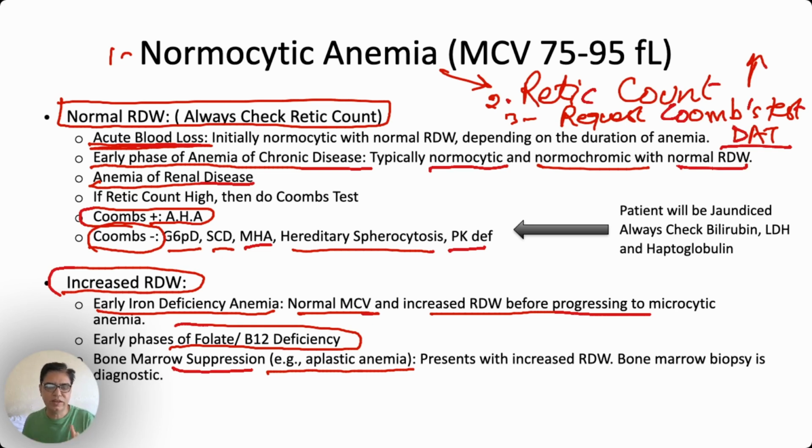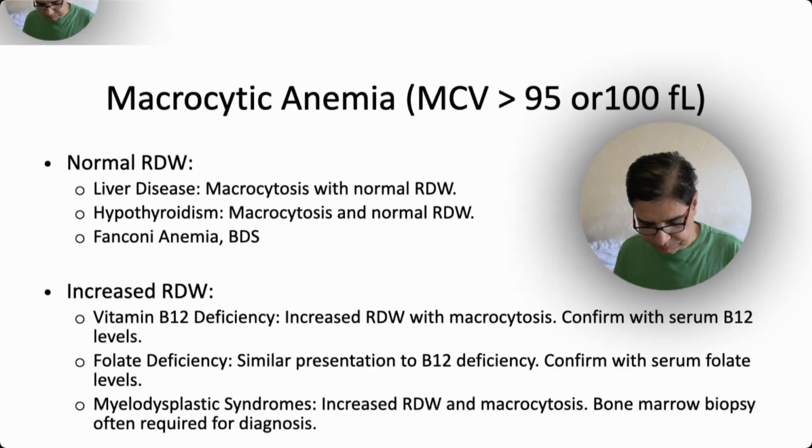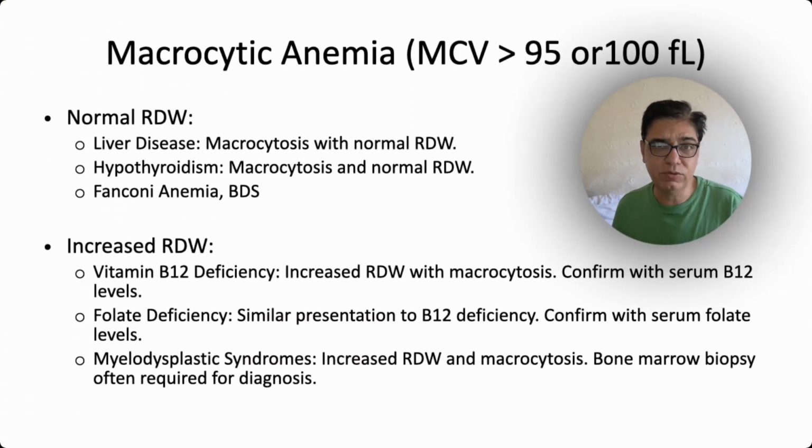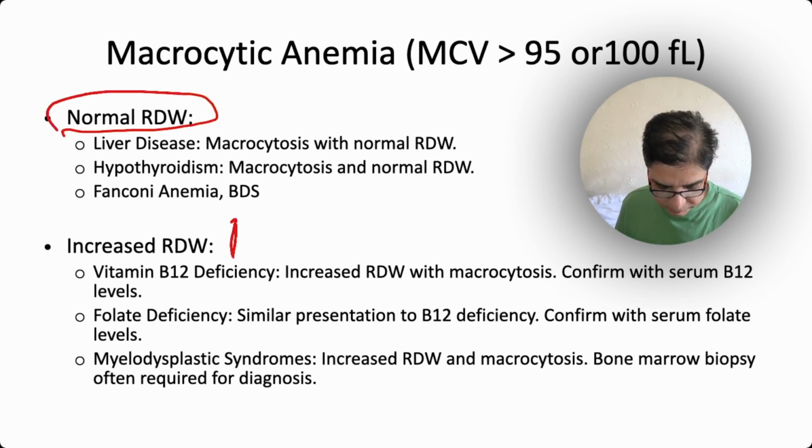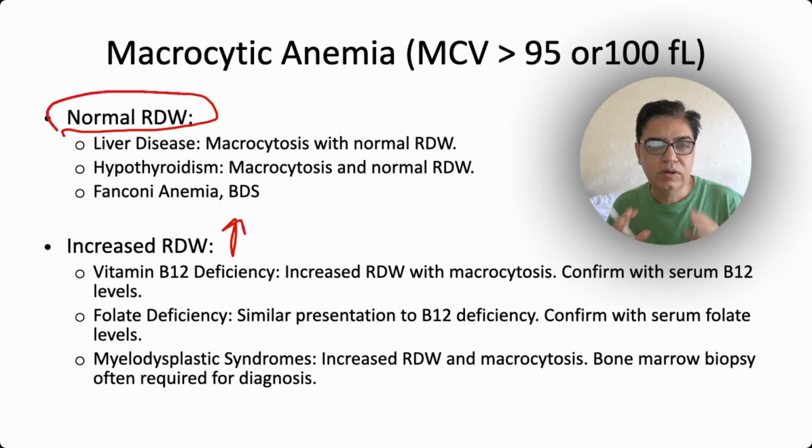So again, we are looking at whether it is normocytic with a normal RDW or increased RDW. And now coming to macrocytic anemias. Macrocytic anemias mean you have got big cells, MCV greater than 95 or 100. Again, you have to look at the red cell distribution width, whether it is normal or whether it is increased. Now, macrocytic anemias are more important because they mean more sinister, or a big range of causes that can cause that.